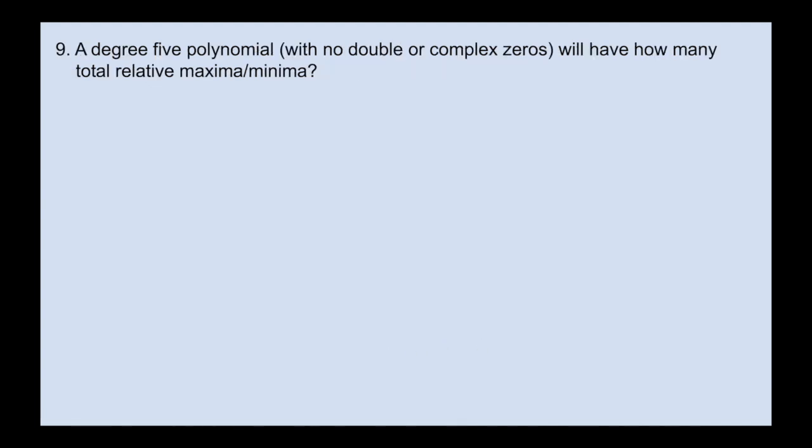So then for number 9, they're telling us that this is a 5th degree polynomial and that it doesn't have any double or complex zeros. How many total relative max and min? Well, again, if it's a degree of 5, the total of relative max and mins should be 1 less than that, so we should have 4.